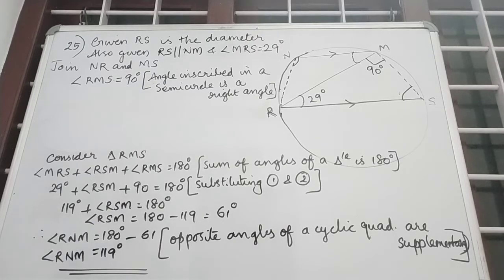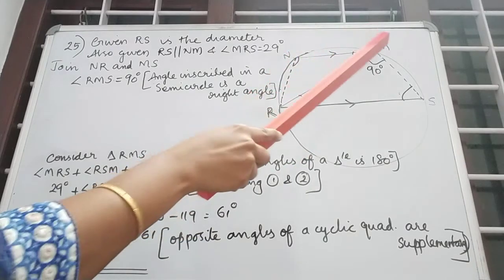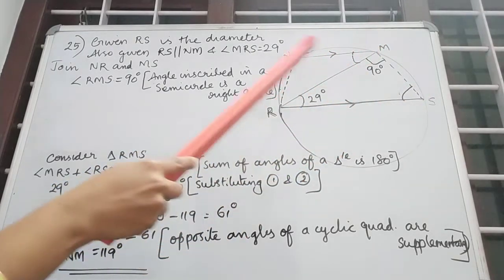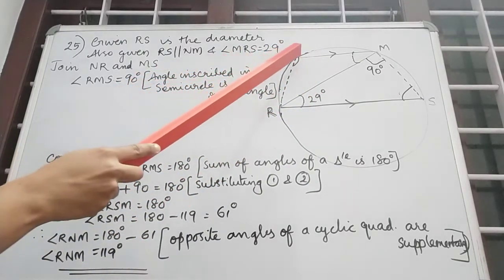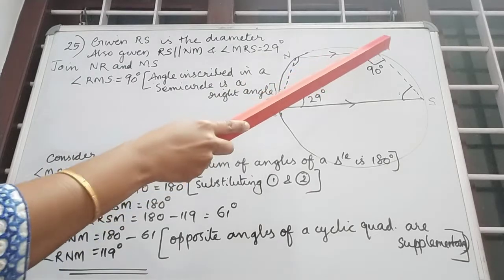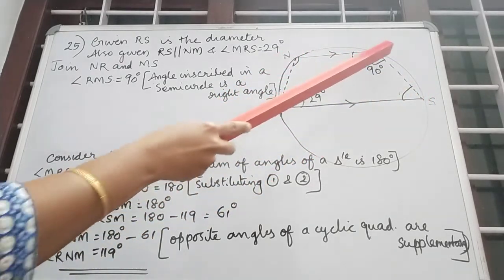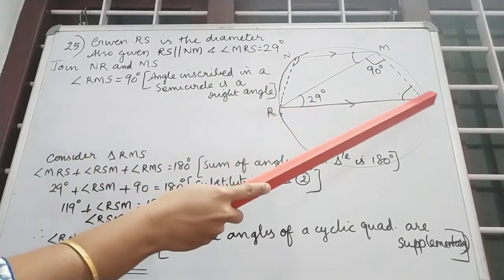So given RS is the diameter, also given RS parallel to NM, and MRS is equal to 29 degree. So we want to join this N and R, also M and S. Join this NR and MS. Given RS is the diameter.